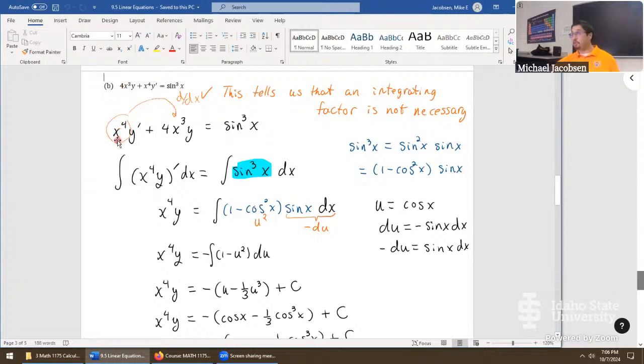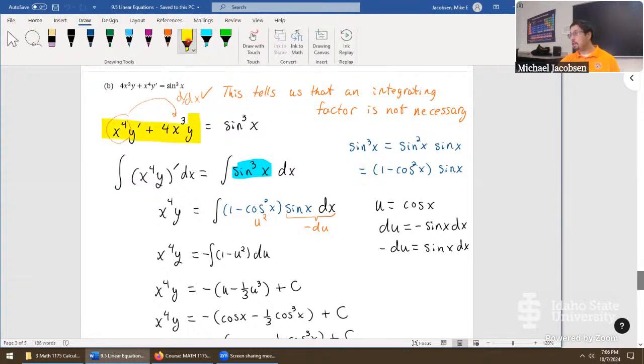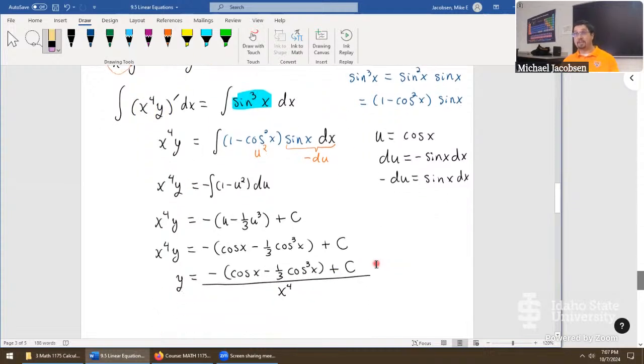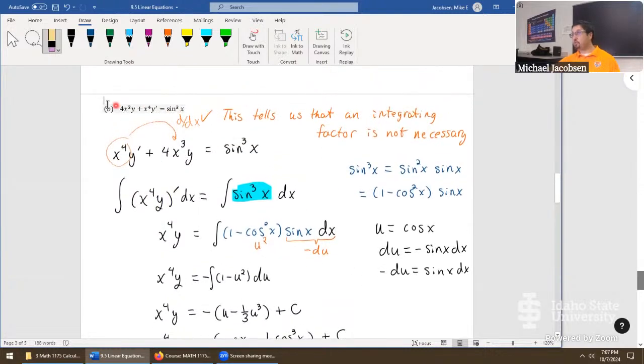If you take the derivative of x to the 4th, you get 4x cubed, the second term. That's what allowed us to take this whole thing right here and declare that it's just the result of our product rule. So we put that inside the integral, integrating both sides, and we just get x to the 4th times y. That's the major observation about this example here. After we solved this, most of the work was solving the trigonometric integral. We just isolate y, and that's our solution to that differential equation. So we'll do a couple more examples along these lines, look at an application, and then move into chapter 11.